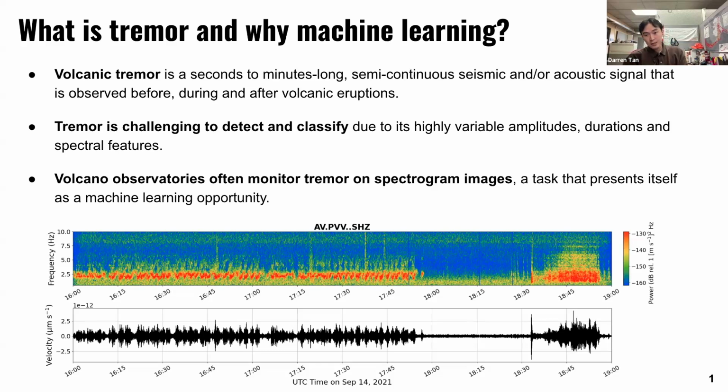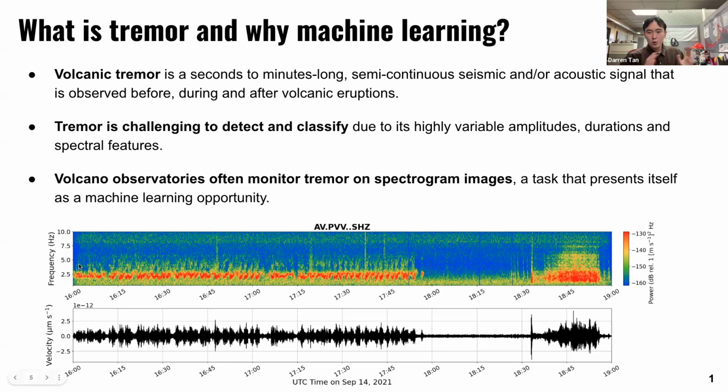At volcano observatories, for example, the Alaska Volcano Observatory that I work with, we often monitor tremor exclusively on spectrogram images. And I've attached a figure here at the bottom of the slide showing what a spectrogram is. So at the very bottom, it's a waveform. And then at the top, you can see the spectrogram from the seismic data at Pavlof Volcano.